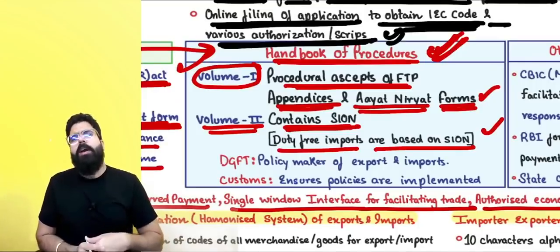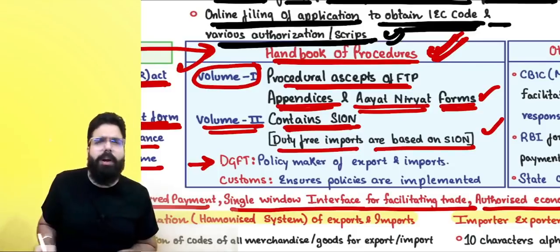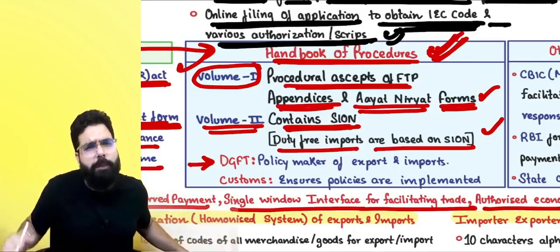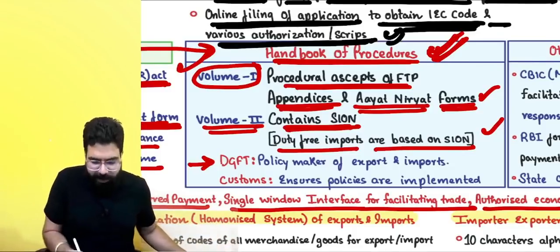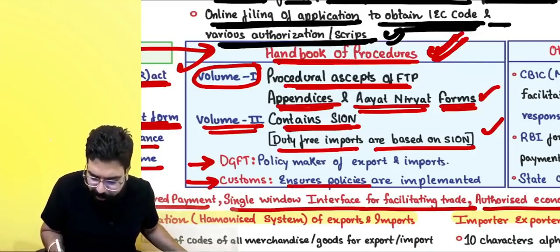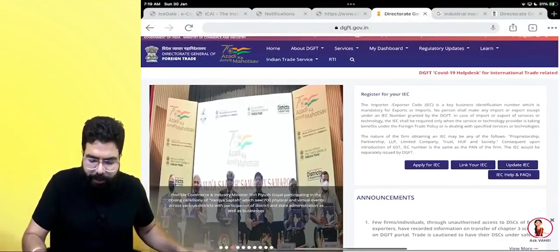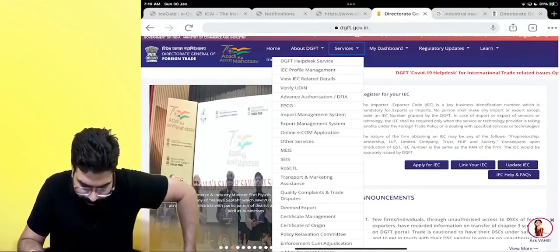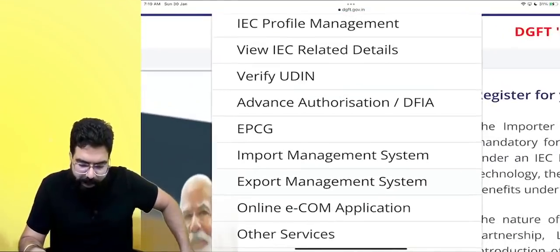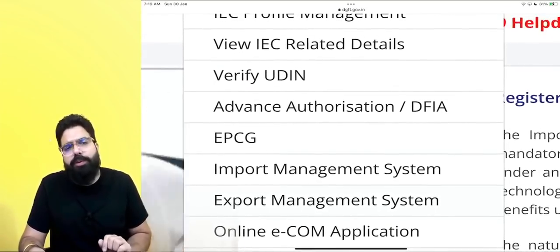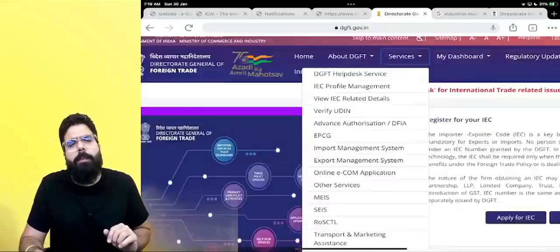Okay, sir, got it. Sir, who is this Director General of Foreign Trade? He is the boss. He is the policy maker. Sir, then who follows the boss's instruction? Customs. Customs ensure that policies are implemented. For an example, everyone, when you go to the DGFT website, you can go ahead and see over here. See, advance authorization, if you want to apply for capital goods, export promotion capital goods, if you want to apply, you have to apply over here.